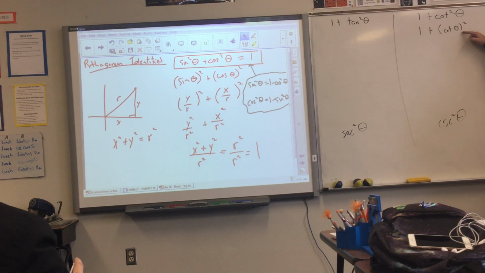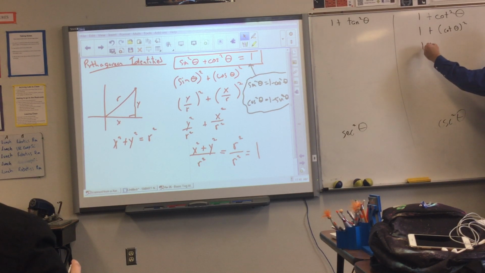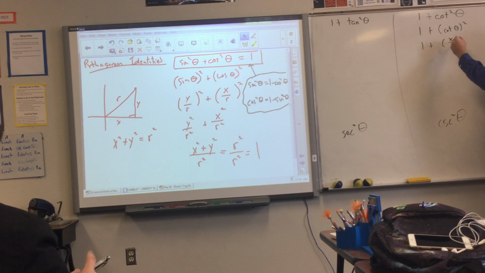So I wrote this as 1 plus cotangent. By the way, there are many similarities between both of these. I just jumped to the one. Alright, and so what is cotangent? X over Y. So it's 1 plus X over Y squared, and then you wrote that as 1 over X squared plus Y squared.